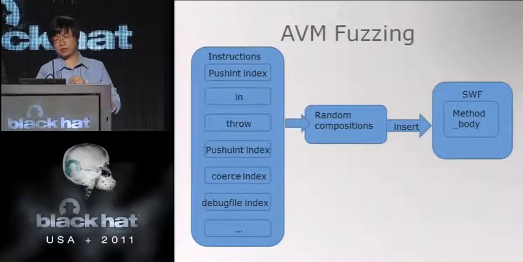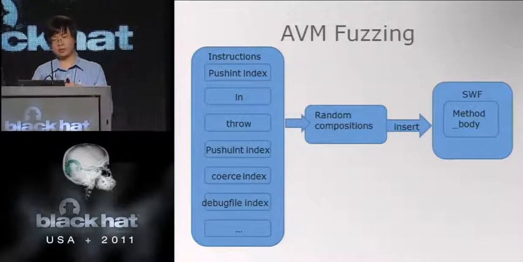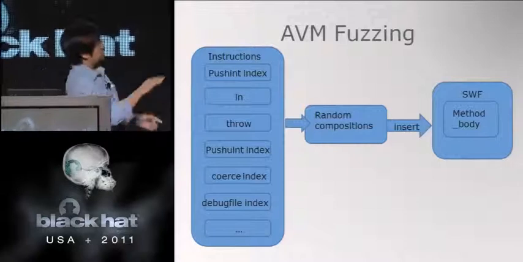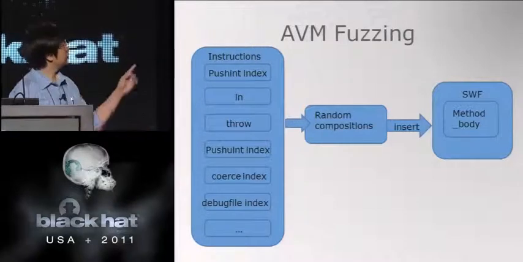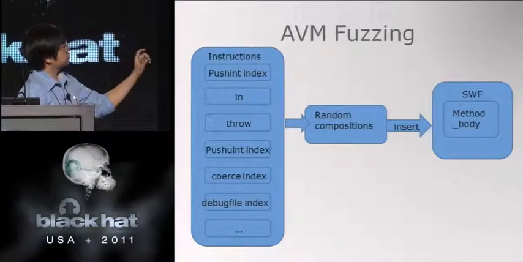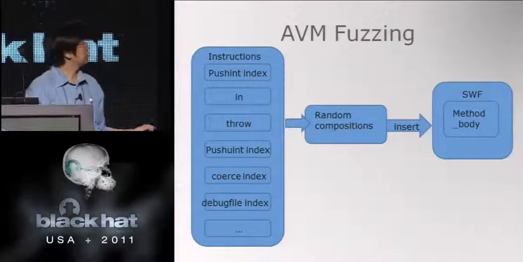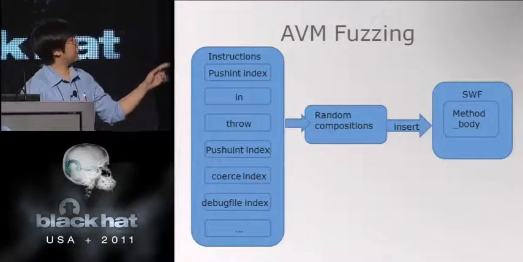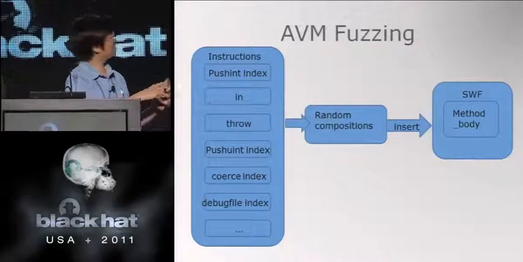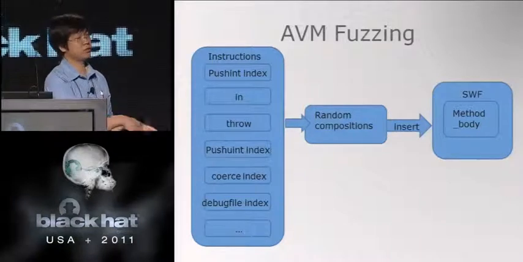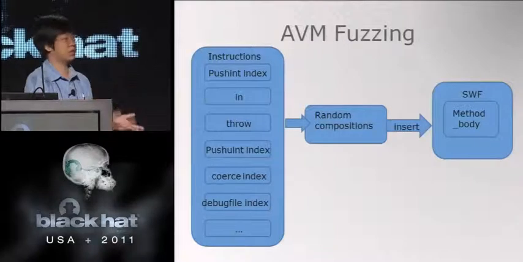Here is the picture. It shows we try each instruction with random compositions. The right-hand side is the Flash file, and we insert a random composition of AVM instructions into the method body area of the Flash file. In this way, we can generate different files, try to open them, and see whether the application crashes.